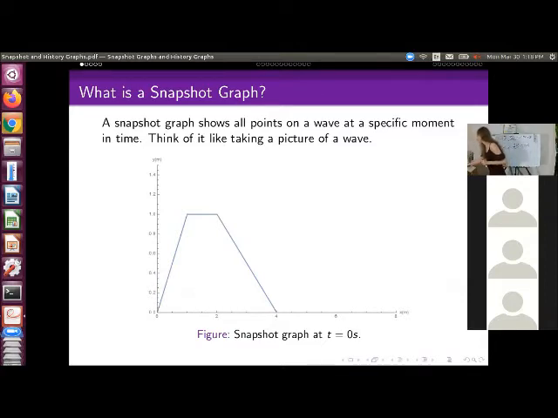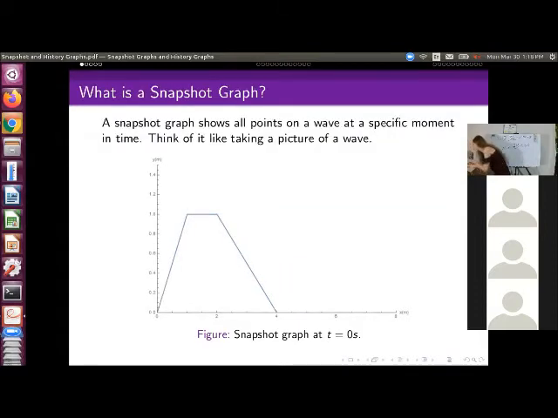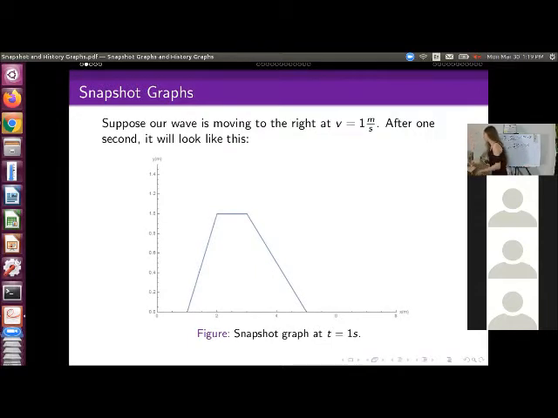So let's now suppose that our wave is traveling to the right at 1 meter per second. If it has a speed of 1 meter per second, that means all the points on the wave are going to shift over by 1 meter in 1 second. You can see one end of the wave is starting out at 0 meters, the next one is starting at 4 meters. So after 1 second, the ends are now at 1 meter and at 5 meters. For snapshot graphs, generally you have a speed, or I guess a velocity, because we have the direction as well. Then you have to figure out where the wave goes over time, and you're just shifting it over time.